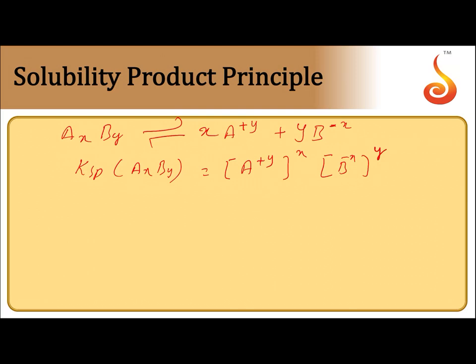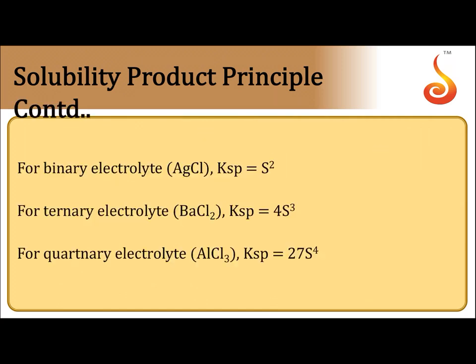If S is the solubility, then Ksp for any salt in general can be given by x to the power x, y to the power y, and s to the power of x plus y. If S is a solubility and x and y are the respective coefficients, we can say Ksp equals x^x y^y s^(x+y). Let us take a few examples here.